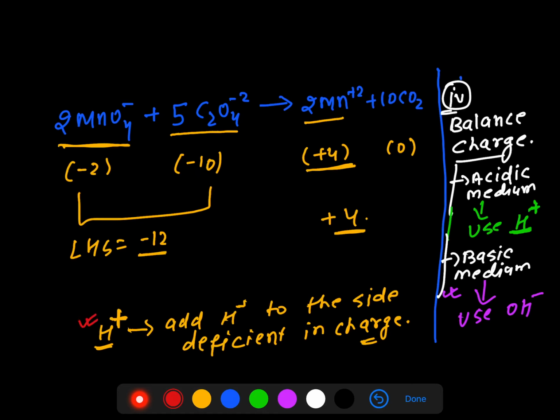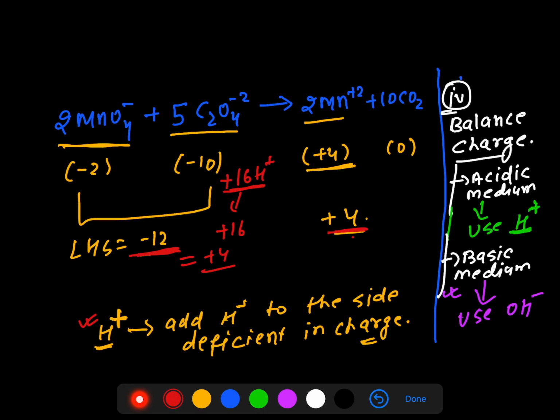No way it's going to balance the charge if you add it to the side which has excess charge. So you will always add H+ to the side which is deficient in charge, and there is a logic also, right? Now the question is how many H+ we should add. See, -12 over here and +4 over here, right? So if we add 16 H+ over here, will we have +4 each side? Now you can check. From 16 H+, we will have +16 charge, and we already had -12, so total will be +4. Both sides charge is balanced.